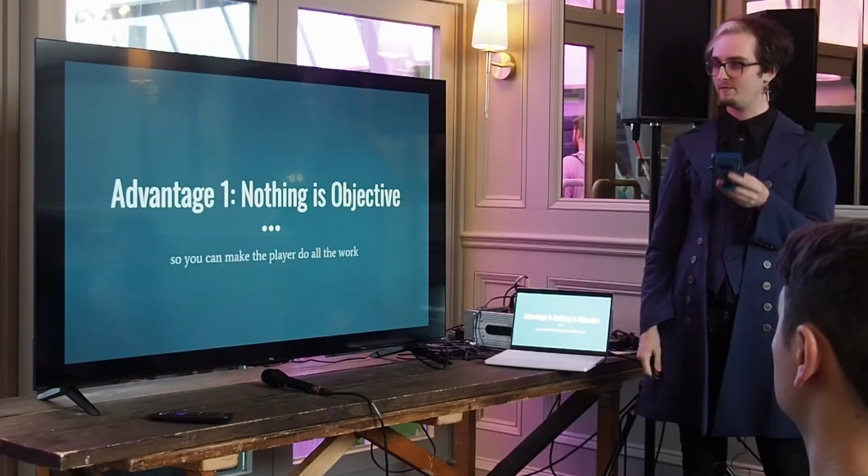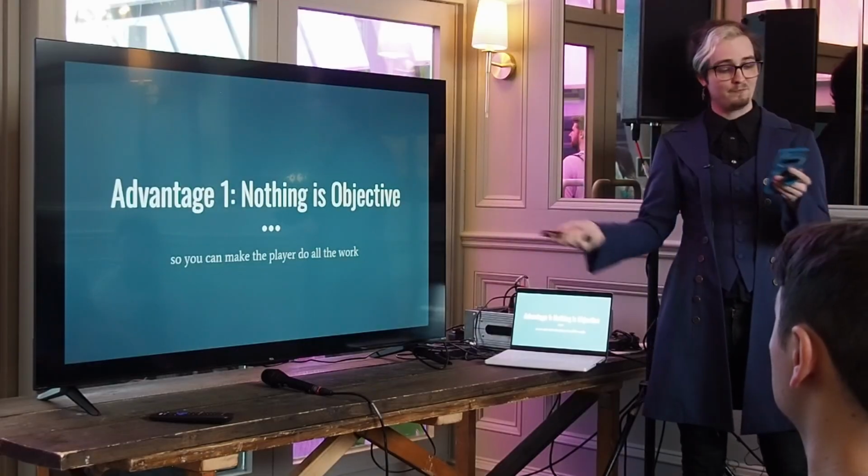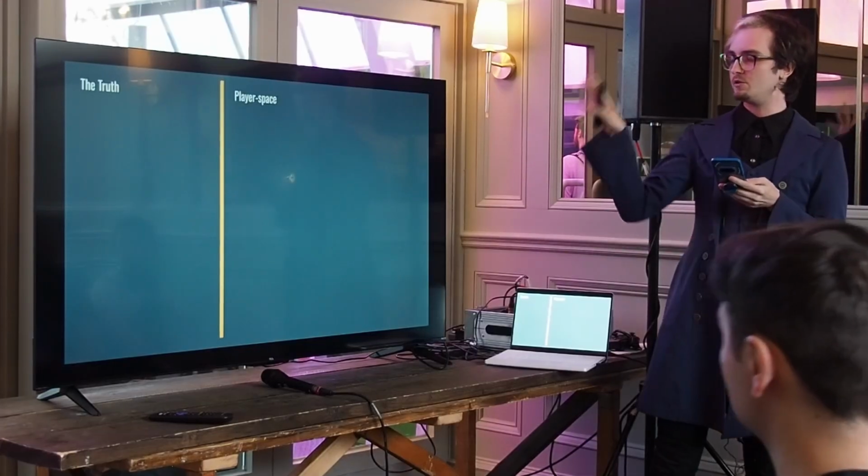You have to figure that out yourself. So in short, I'm making the player do all of the work. And players find this fun. So, with this method, we effectively split ourselves into two different spaces.